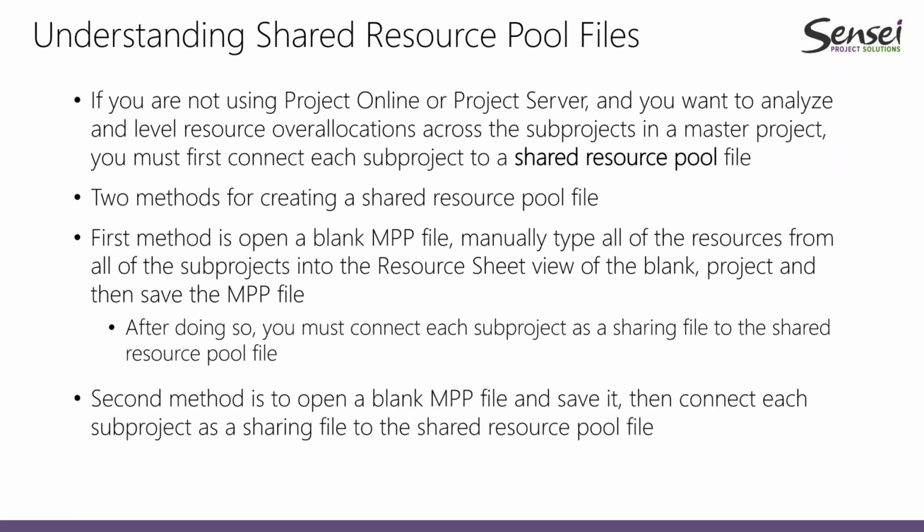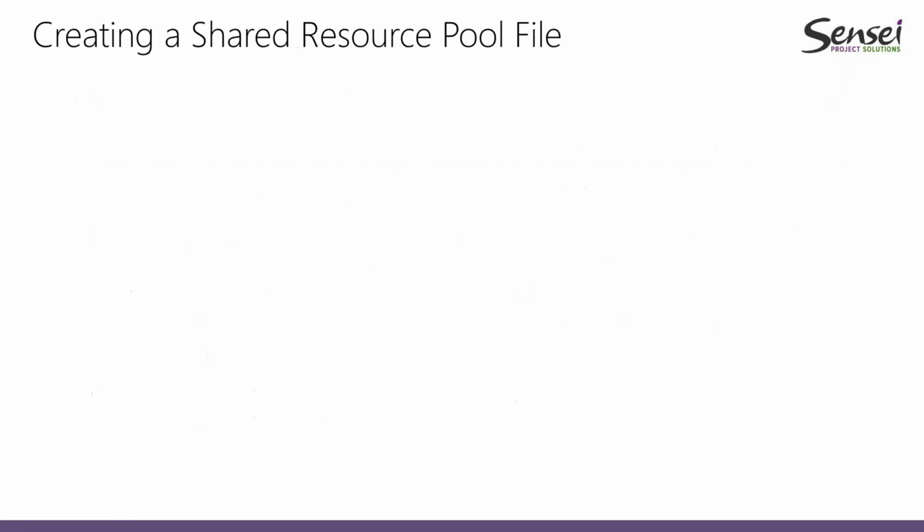The second method is to open a blank MPP file and just save it, and then connect each sub-project as a sharing file to the shared resource pool file. Now, this method assumes that in each sub-project, you already have resources in your project team and assigned to tasks. I will not be demonstrating the first method because how hard is it to open a blank file, type in a bunch of names, hit File Save, and save the file. I want to show you the second method because that method is pretty clever.